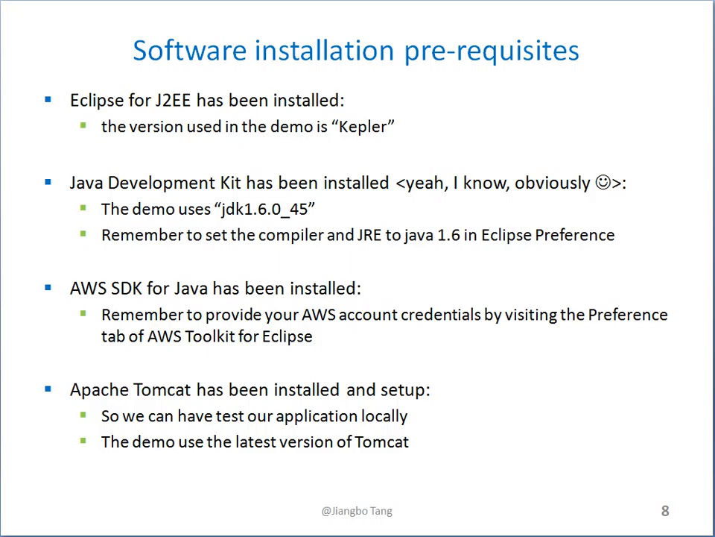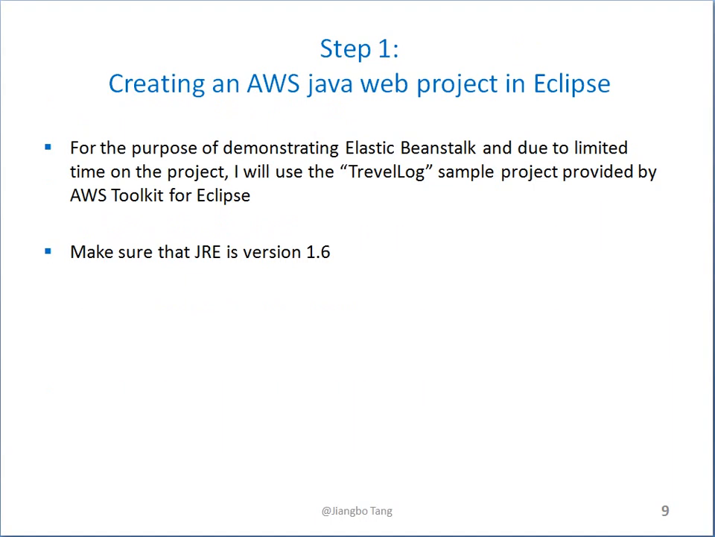This also presumes that the AWS Software Development Kit (SDK) for Java has been installed, and that you have provided your AWS account credentials by visiting the preference tab of AWS for Calypso. Again, to test the software locally, we need Apache Tomcat installed and set up correctly. So with all that, we can go into the demo.